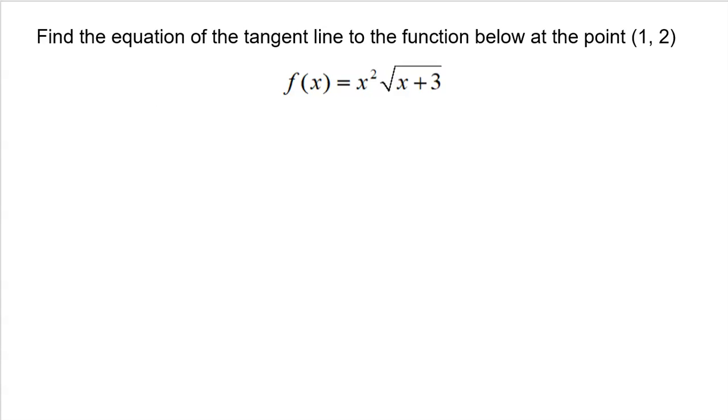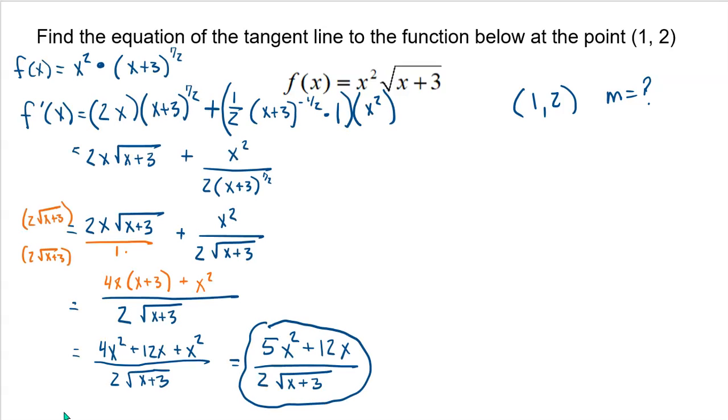Of course, to find the equation of a line, you need two things. You need a point. Well, hey, I already have a point, so I'm halfway there, but you also need a slope, and that is what I do not know. And how do you find slope? The derivative. So of course, the next thing I'm going to do is find the derivative.